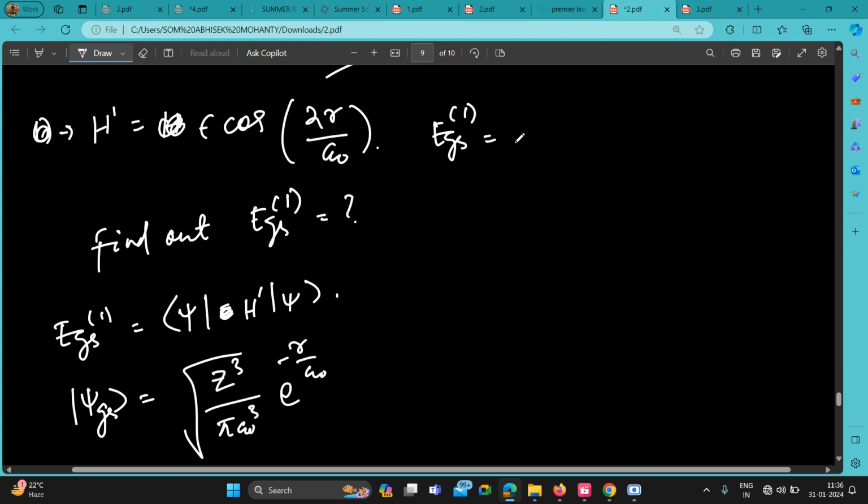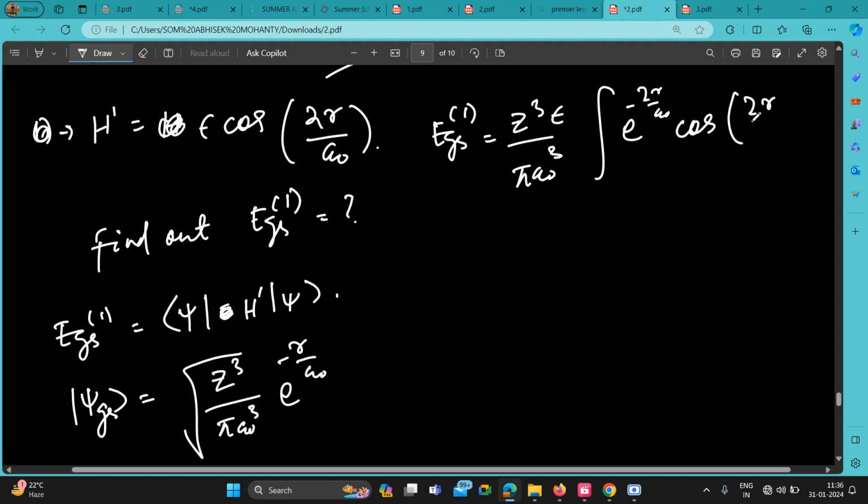EGS1 is equal to ZQ by pi a naught, integration e to the minus 2r by a naught, epsilon will go out, cos 2r by a naught dr dqr. So I can write it as ZQ, Z is 1 for hydrogen. So epsilon pi a naught q.